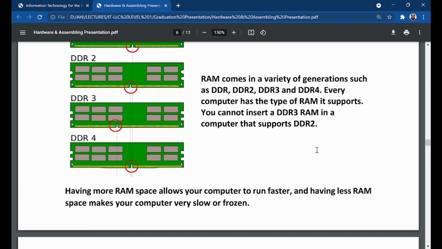We've learned that having more RAM space allows your computer to run faster. Having less RAM space makes your computer very slow. Now, my question is, why does having more RAM space make your computer faster, and why does having less RAM space make your computer slower? If you can answer me, then we can move on and bring our lesson to a close. Who can tell me why? I want the real reason. I've said it, but I want to be sure you understand.